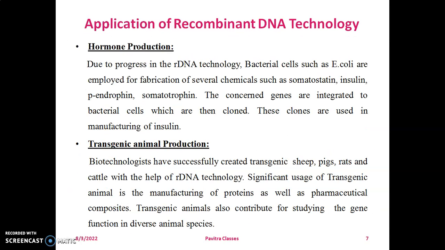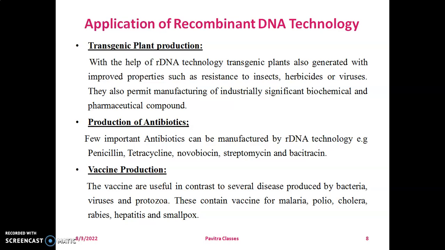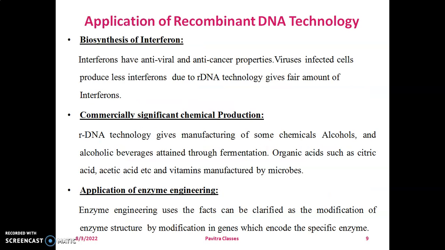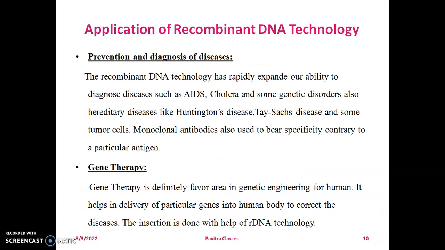So these are the 10 applications of the recombinant DNA technology: hormone production, transgenic animal production, plant production, production of antibiotics, vaccine production, biosynthesis of interferons, commercially significant chemical production, application of enzyme engineering, prevention and diagnosis of diseases, and gene therapy. So this is about the recombinant DNA technology: what it is, the steps involved, and its applications.